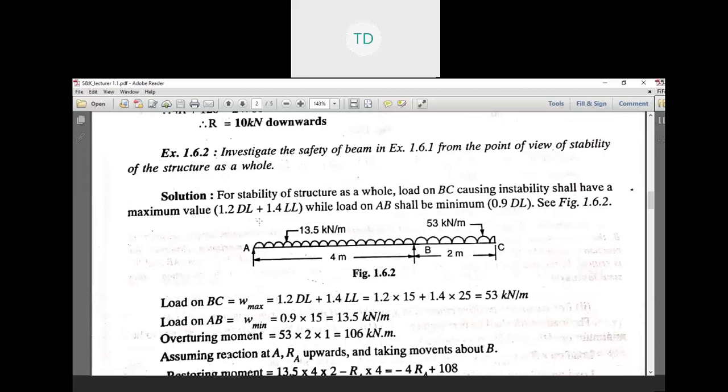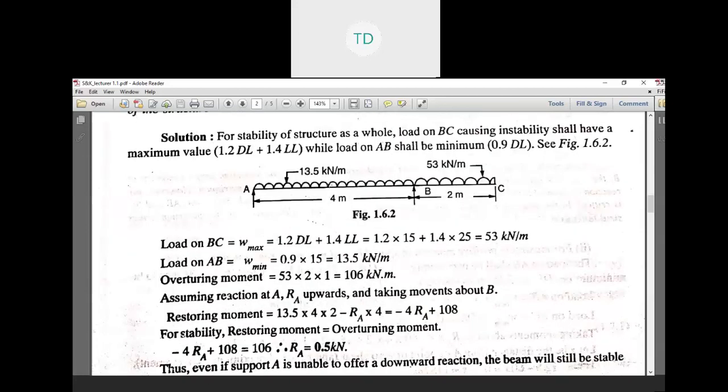different loading condition. For stability of the structure as a whole, the load on BC causing instability shall have a maximum value of 1.2 dead load plus 1.4 live load, while the load on AB shall be minimum, 0.9 dead load. Let us show the figure and how these values are taken are as below.